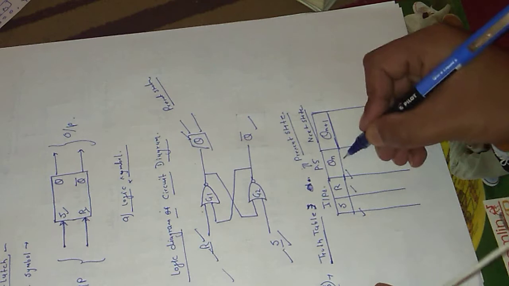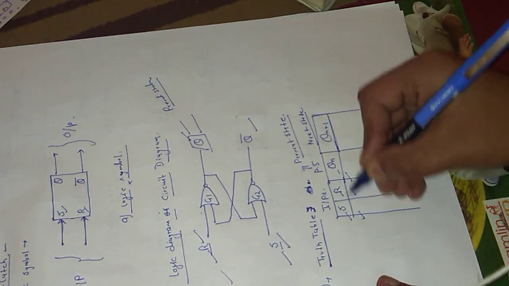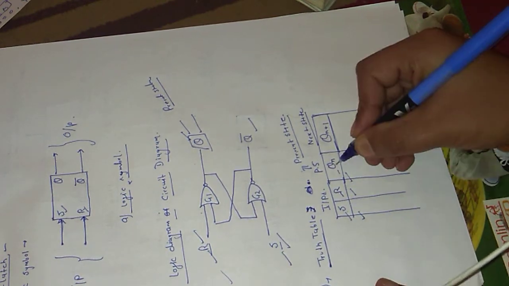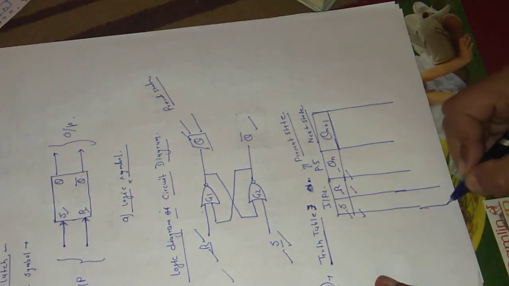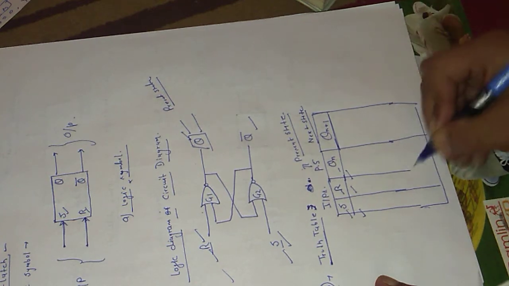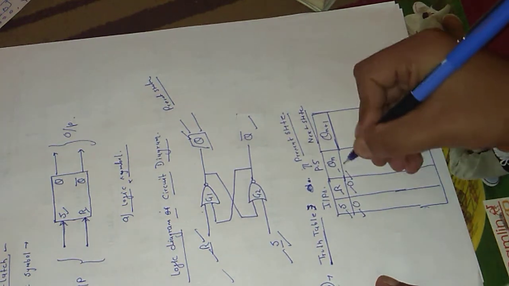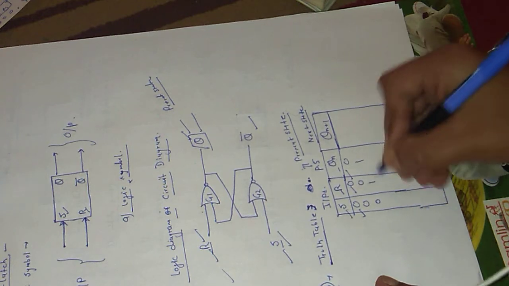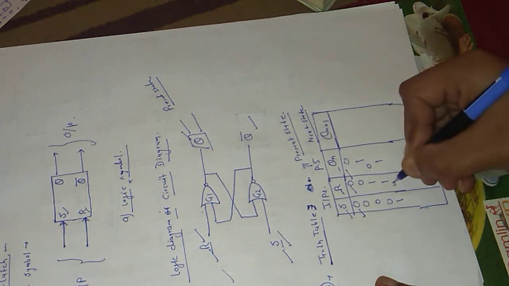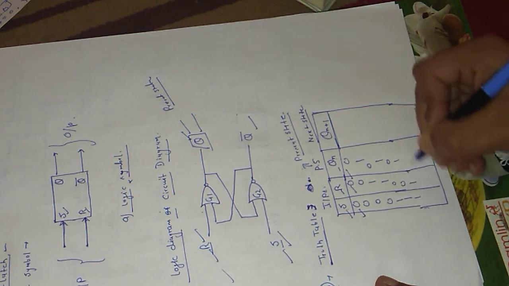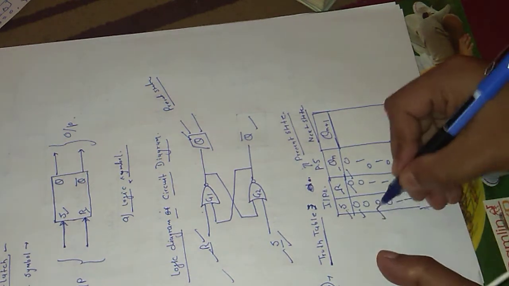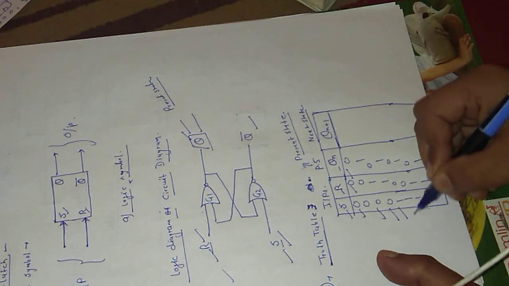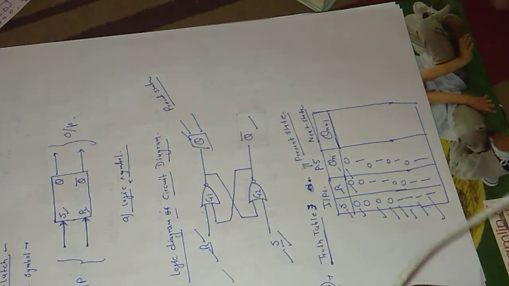So here we have three input variables, S, R and Qn. The total number of combinations is 2 to the power 3, which means 8. The 8 combinations are 000, 001, 010, 011, 100, 101, 110 and 111.